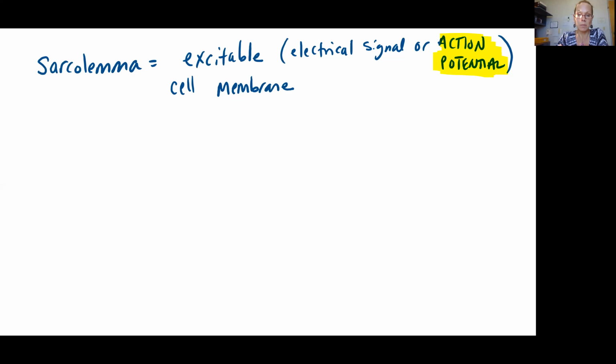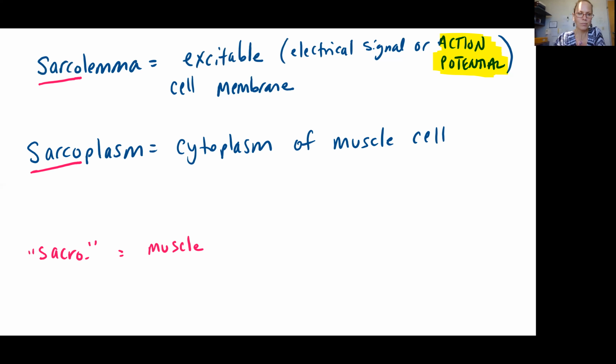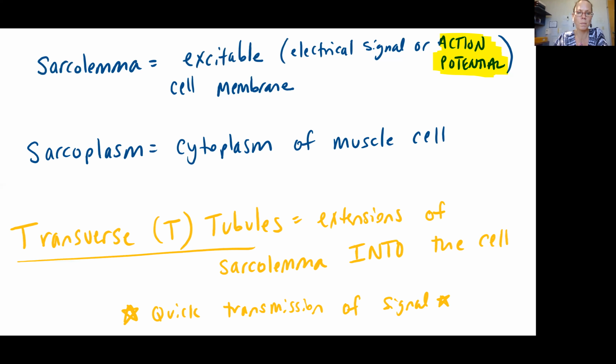This sarcolemma is special because it's an excitable membrane, which means it can conduct an electrical signal, which we'll call in the future an action potential. And then the cytoplasm of the muscle cell is referred to as the sarcoplasm. So again, here we're using the special prefix sarco to reference our muscle.